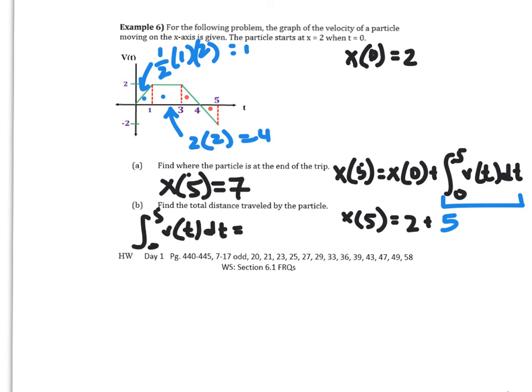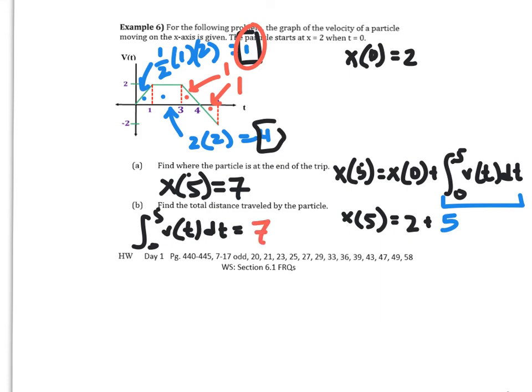Alright, for part B, find the total distance traveled. That just means I want every distance to be positive. So I've got my distance of 1, distance of 4. I believe these are both going to have the same absolute value as the first one, which would be 1 and 1. So therefore it looks like the total distance traveled would be 7.